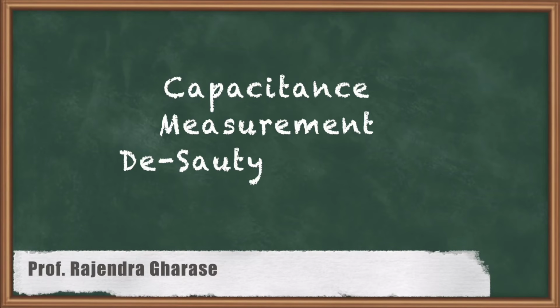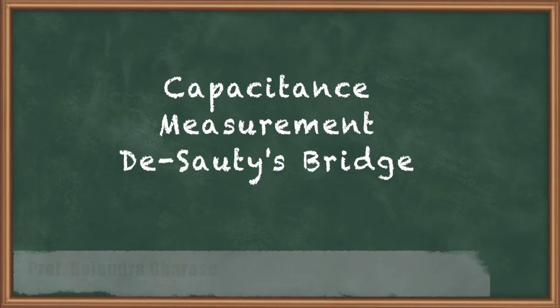Hello friends, in this video we are going to discuss the De Sauty bridge. Basically this bridge is used for the measurement of capacitance, and for the measurement of capacitance we are going to discuss three bridges. First one is the De Sauty bridge, second one is the modified De Sauty bridge, and third one is the Schering bridge.